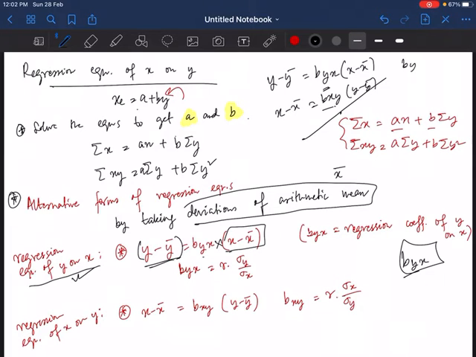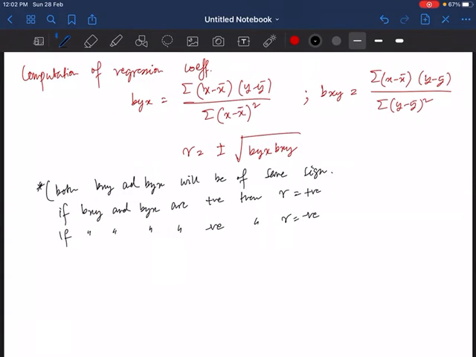So byx, the formula is given by r into sigma y by sigma x. You know r is what? Correlation. We already know the formula of r. This is byx, and bxy will be r into sigma x by sigma y. If x is first, x will be at the top. If y is first, y will be at the top. So this is how we find regression coefficients.